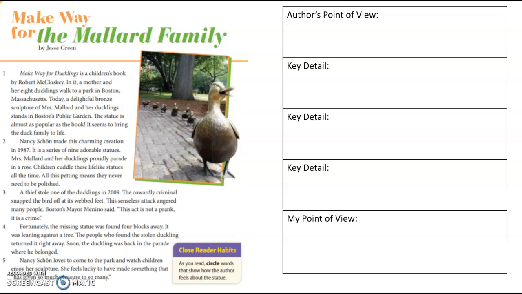So, the author could feel different ways about this statue. They might think that it's in the way, it's ugly, it's an eyesore, it doesn't belong there. There's all different opinions that people could have about it. Let's go through each paragraph and look for words and sentences and phrases that tell us how this author feels. And the author is Jesse Green. So let's see how Jesse Green feels about the statue.